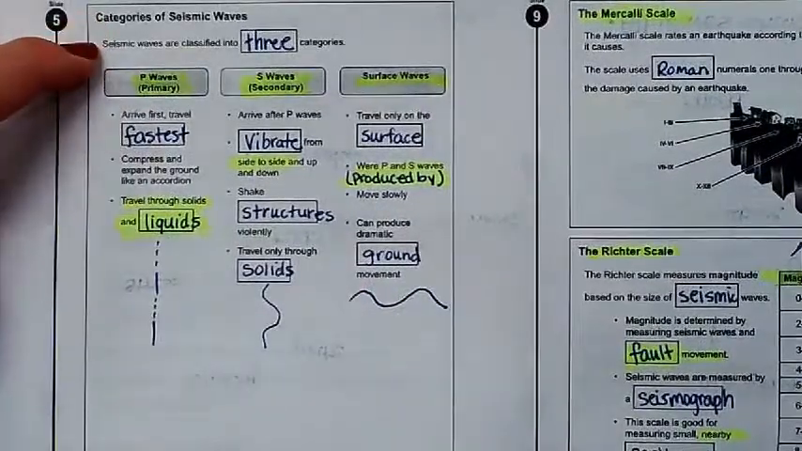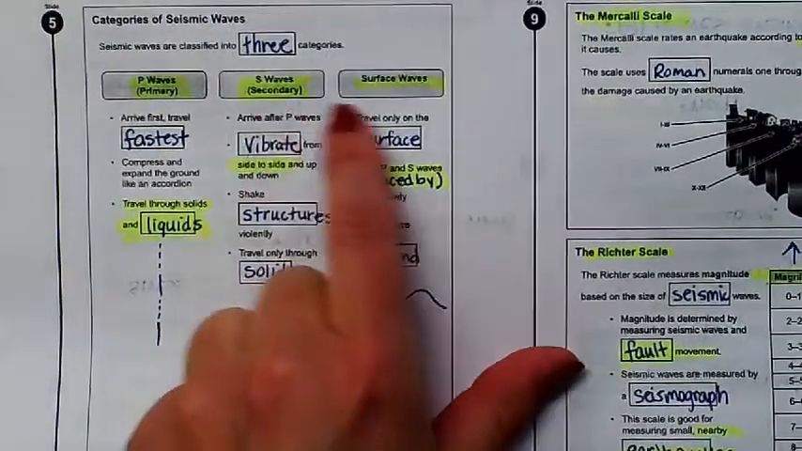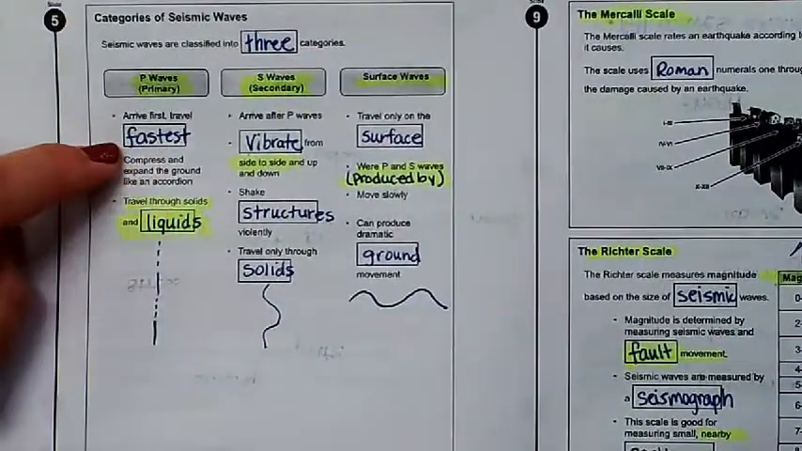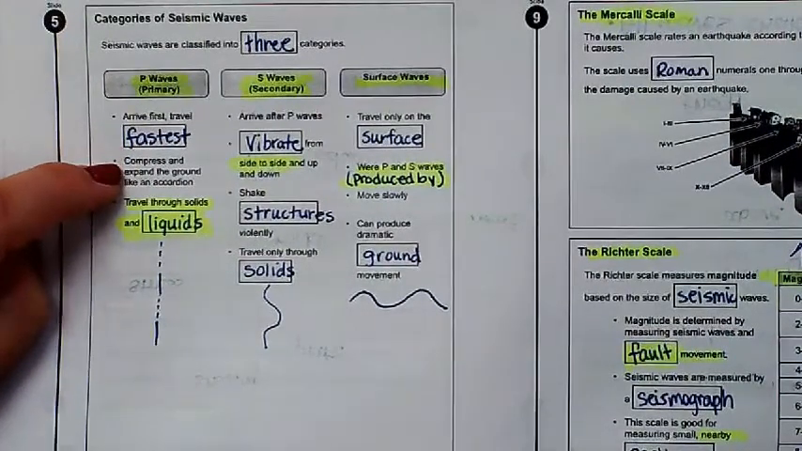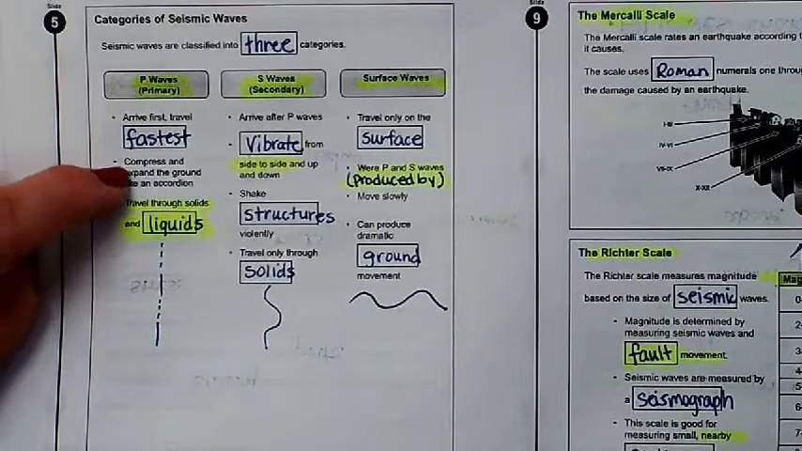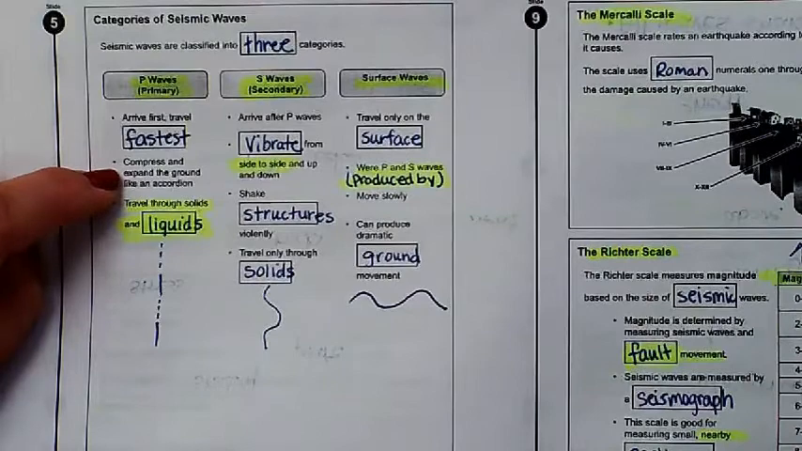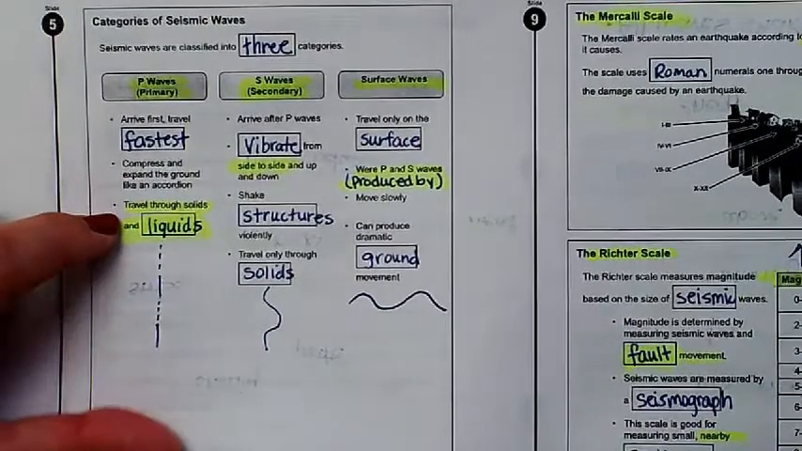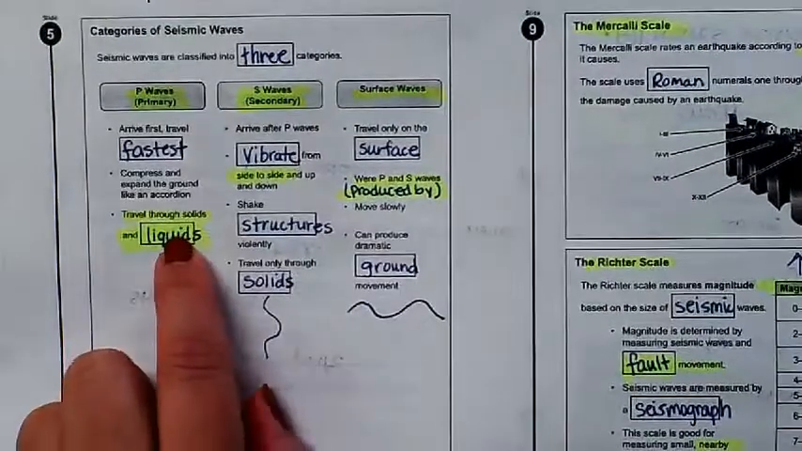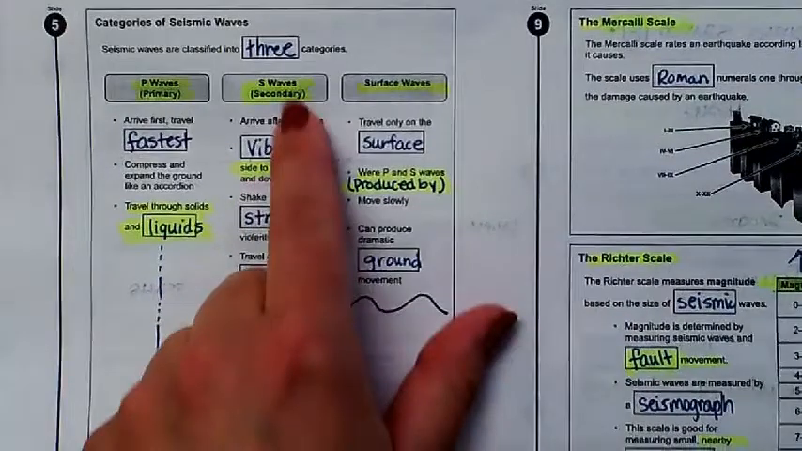Seismic waves are classified into three categories: primary waves, secondary waves, and surface waves. Primary waves travel the fastest, so they get there first. They're the ones that compress and expand. Remember, this was compression and rarefaction when we learned about these types of waves. They travel through solids and liquids, so P waves can travel through the outer core, that liquid metal layer.